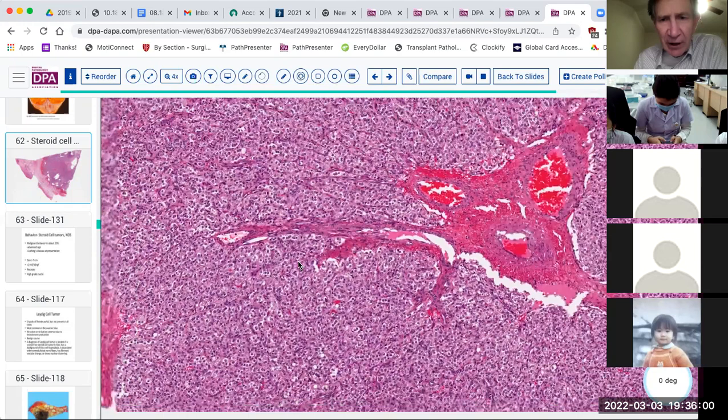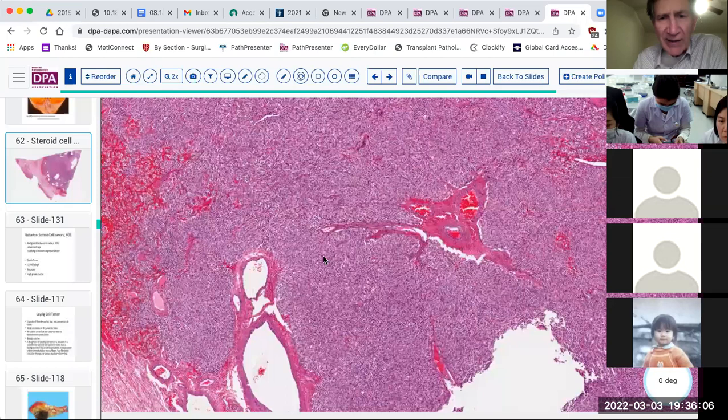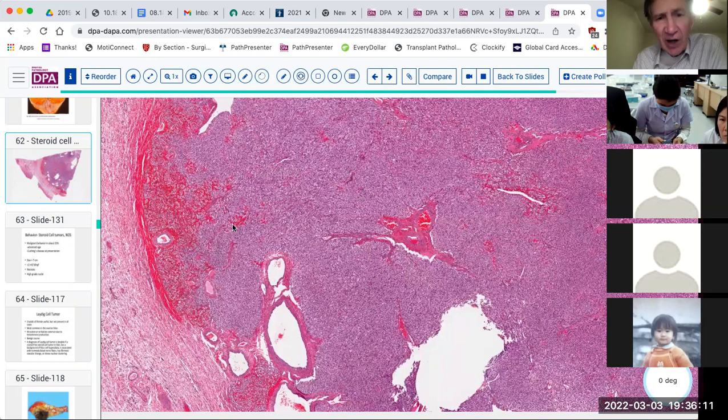Now, there are steroid cell rests that occur normally in the hilum of the ovary, and that's also where these tumors usually occur. So what is the boundary between a steroid cell rest and a steroid cell tumor? Well, unfortunately, I'm not aware that there's a sharp distinction, but I think usually once you grow larger than a millimeter or two, I would prefer that you call it a tumor rather than a rest.